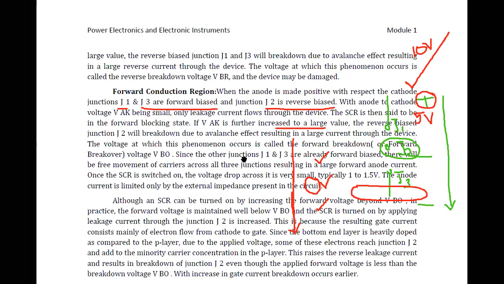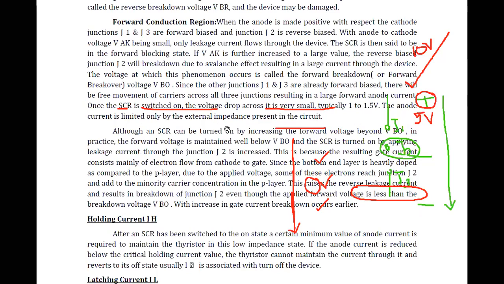Okay, now the thing that is happening here is you are allowing the voltage to flow from anode to cathode. Once the SCR is turned on by applying some minimum typical small voltage, which is mentioned here as nothing but 1 to 1.5 volts, this anode current is limited only by the external impedance present in the circuit. That is another condition here.